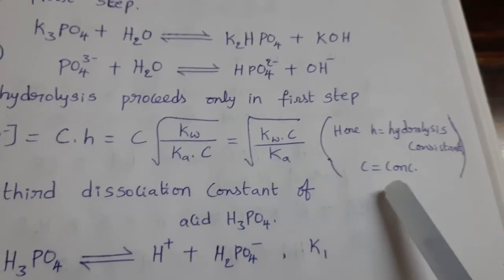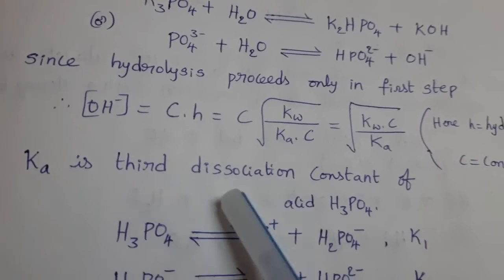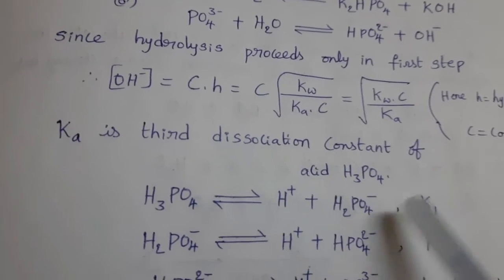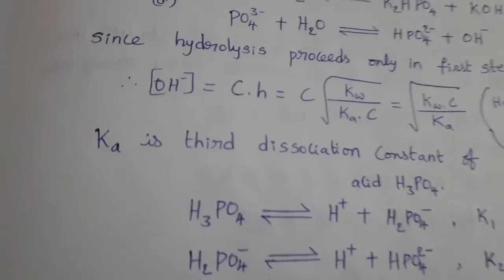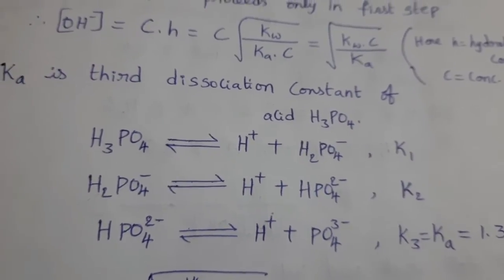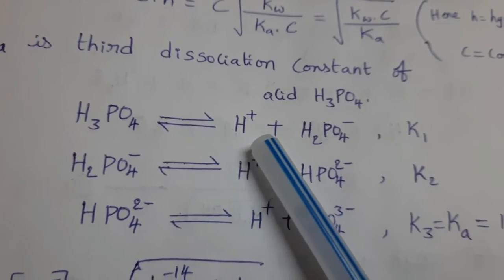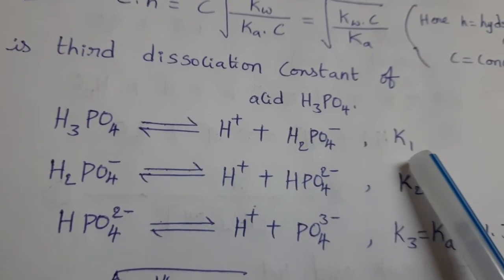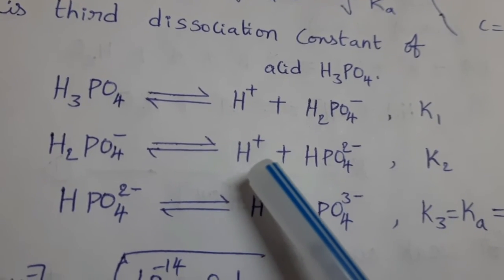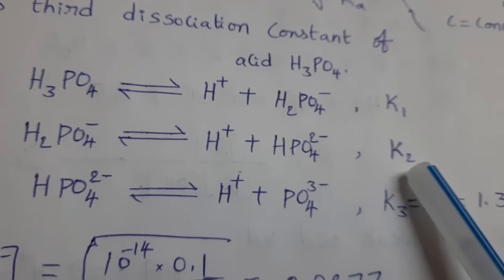Here h is the hydrolysis constant, C means concentration. Now there is a condition, Ka is the third dissociation constant of the acid H3PO4. H3PO4 is a tribasic acid. Tribasic acid means it can release 3 H plus ions. In the first step, it can produce 1 H plus ion, the related dissociation constant, let it be K1. And the formed anion species undergoes further ionization, producing an H plus ion, with the related dissociation constant K2.